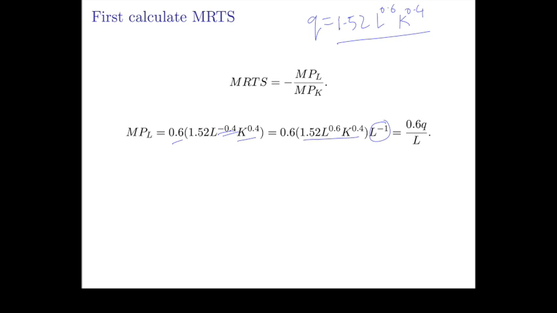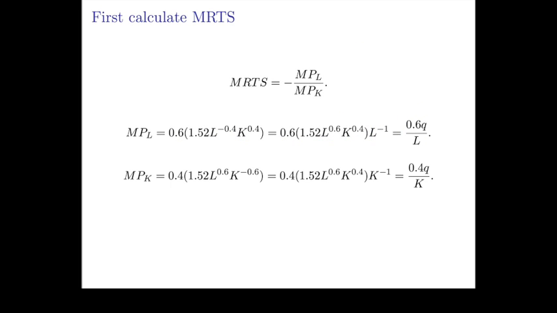This looks a little bit familiar. It's just the total quantity. So the marginal product of labor is just 0.6 times quantity divided by L. L to the minus 1 is just 1 over L. Similarly, the marginal product of capital is going to be 0.4 times quantity divided by capital. We do the same exact exercise, except we take the derivative with respect to capital.